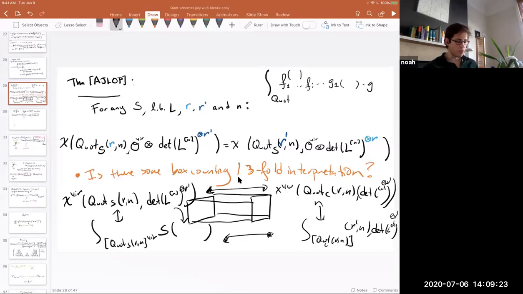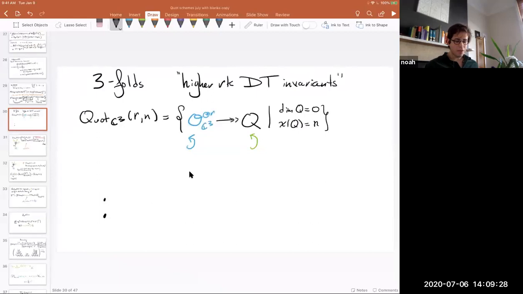Maybe now I move on to threefolds. The same story for threefolds can be thought of as some version of higher rank Donaldson-Thomas invariants. The quot scheme will look quite the same as in the C2 case, only now instead of taking R copies of the structure sheaf of C2, I look at zero-dimensional length n quotients of R copies of the structure sheaf of C3. This again comes with the action of a rank R torus that acts on this framing, on R copies of C3, and a three-dimensional torus that comes from automorphisms of C3.